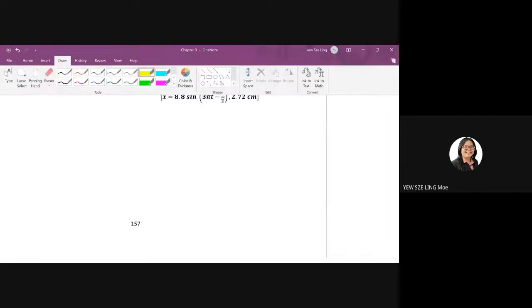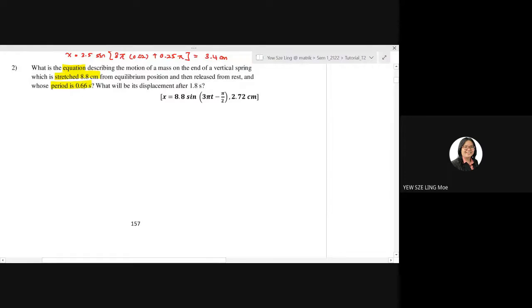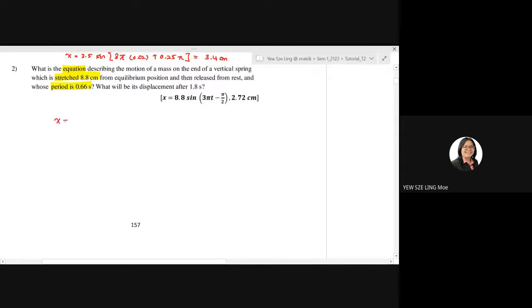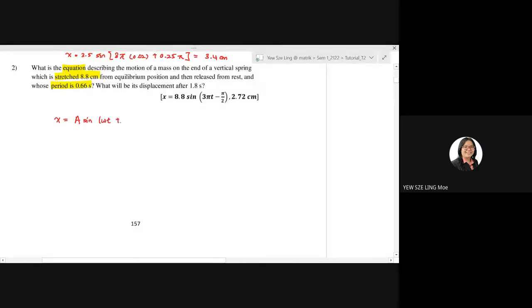The period given is 0.66 second. So this is the first part of the question. What are we going to do in this question? You need the equation. The general equation that we are going to use is x equals A sine of omega t plus phi. This is the general equation. But then, are we going to use this equation?